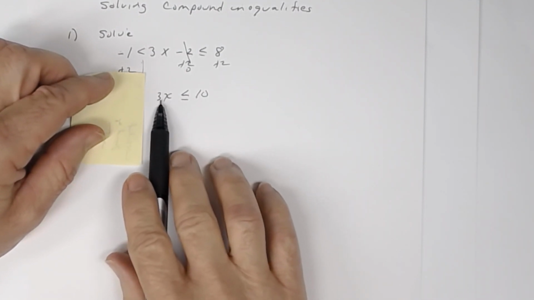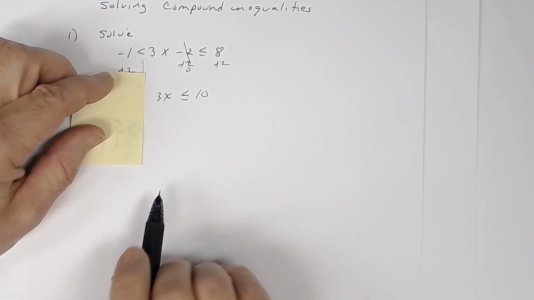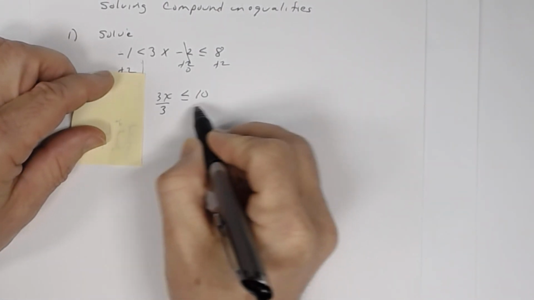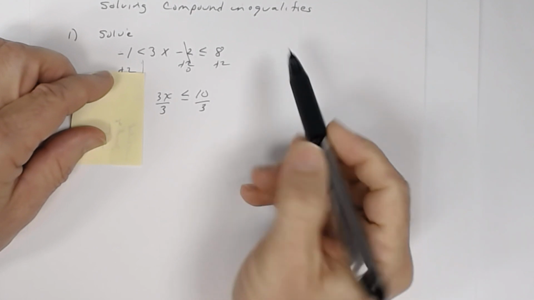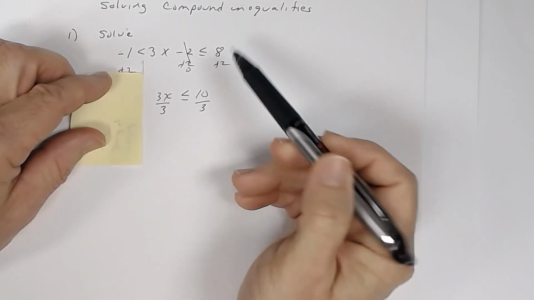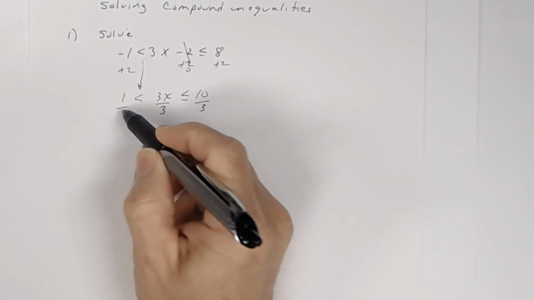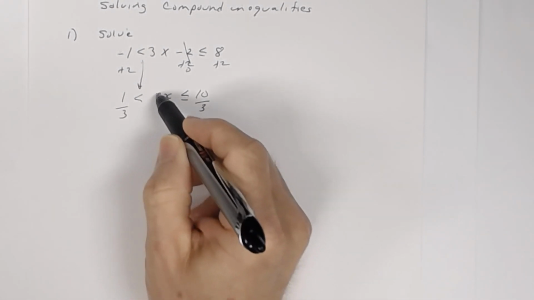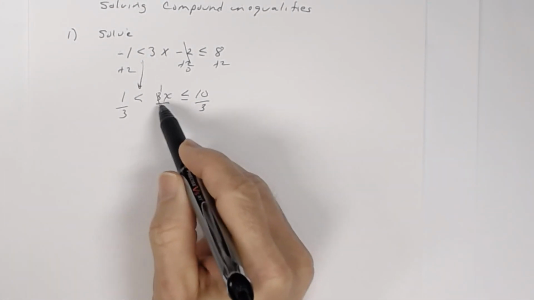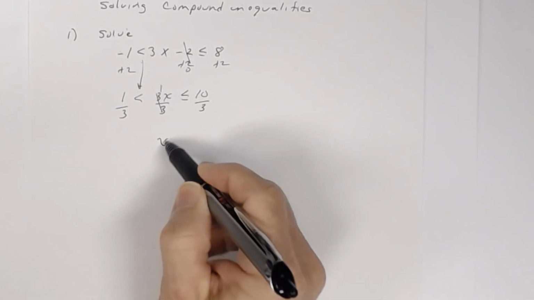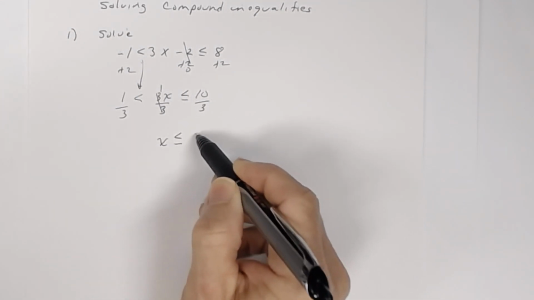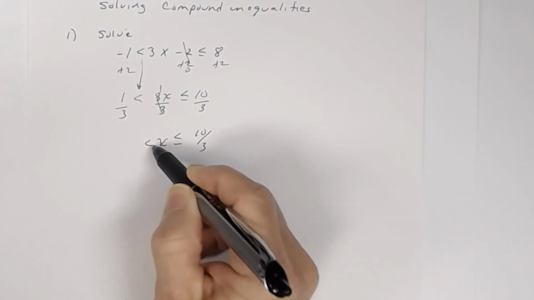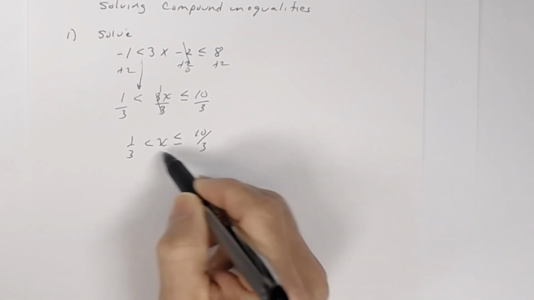Well, right now I'm multiplying by 3. The opposite is to divide by 3. So we divide this part by 3, this part by 3, but remember we are dealing with a compound inequality, so I've got to divide this part by 3 as well. And now I've found my solutions. So 3 divided by 3 is 1. All of my solutions, the variable x, are between the numbers 1/3 and 10/3. So that's all your solutions.